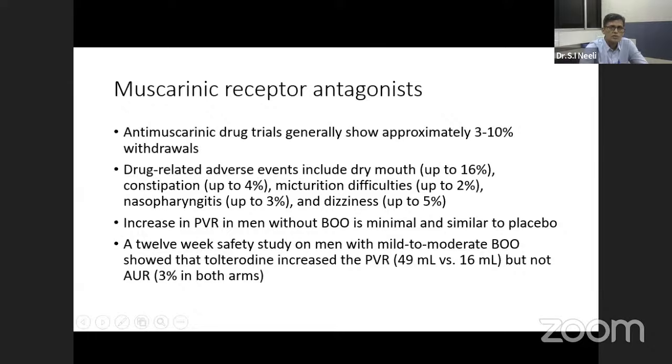Antimuscarinic drugs have shown adverse effects like dry mouth, constipation, micturition difficulties, nasopharyngitis, and dizziness. What was worrying before the use of antimuscarinic drugs was that patients may land into retention of urine. However, it has been noted that unless patients have a significant PVR, they will not land into retention of urine.